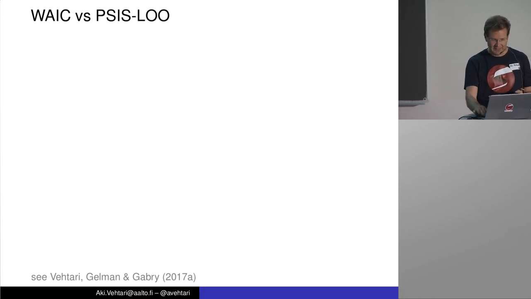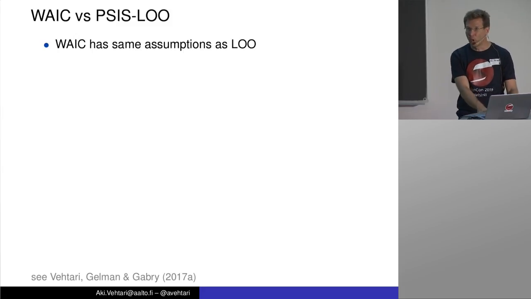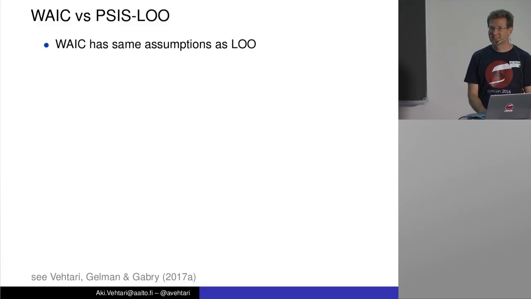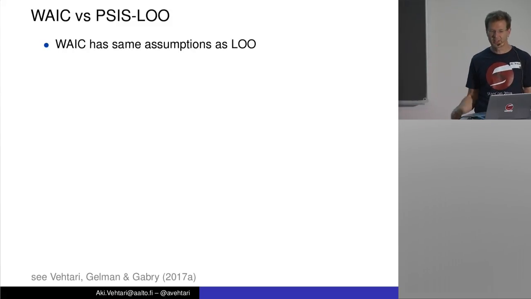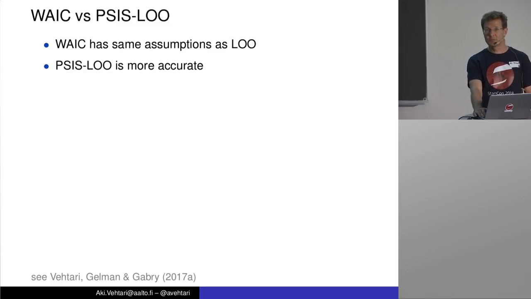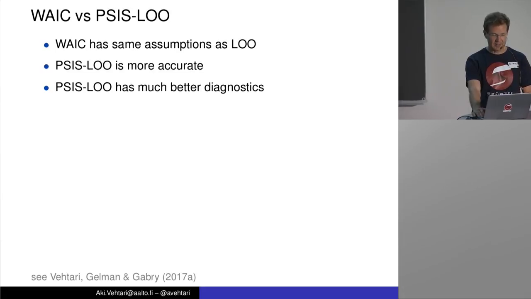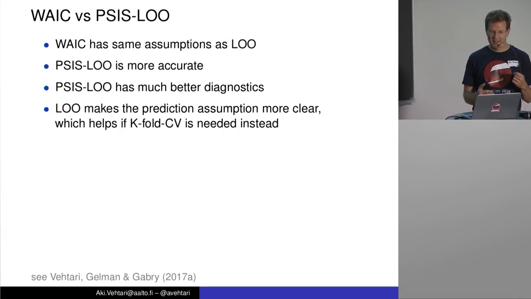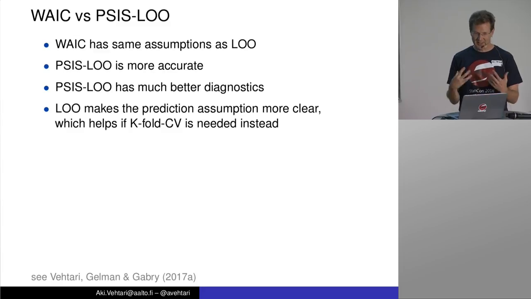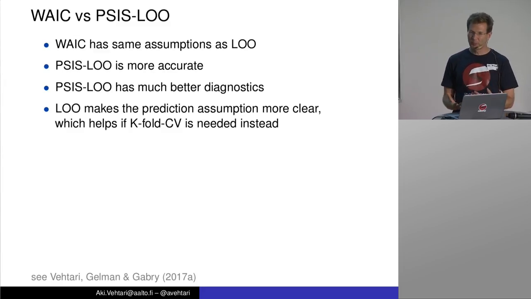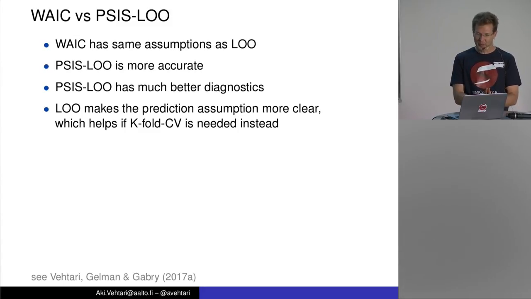But the problem is that WAIC has the same assumptions as LOO about what it predicts. It has exactly the same prediction task and data generating mechanism as LOO; the same holds for WAIC. It's just that PSIS-LOO is more accurate and has better diagnostics. Also, I think that if you use LOO as a default instead of WAIC, it's more obvious that if you need something other than LOO, you are thinking more about the prediction task. Hopefully, you are thinking more about the prediction task.